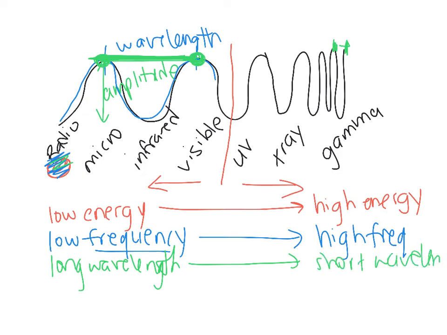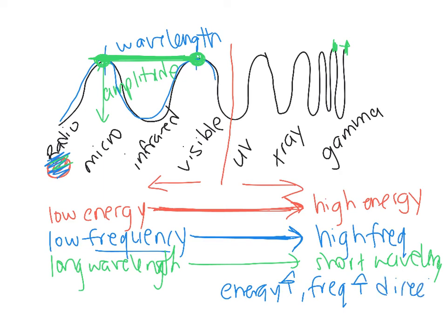So you'll have to be familiar with that relationship, and you'll have to be able to tell me that as energy increases from left to right, your frequency also increases. That is called a direct relationship. So as energy goes up, frequency goes up. Now, energy increases from left to right, but wavelength decreases. It gets shorter from left to right.